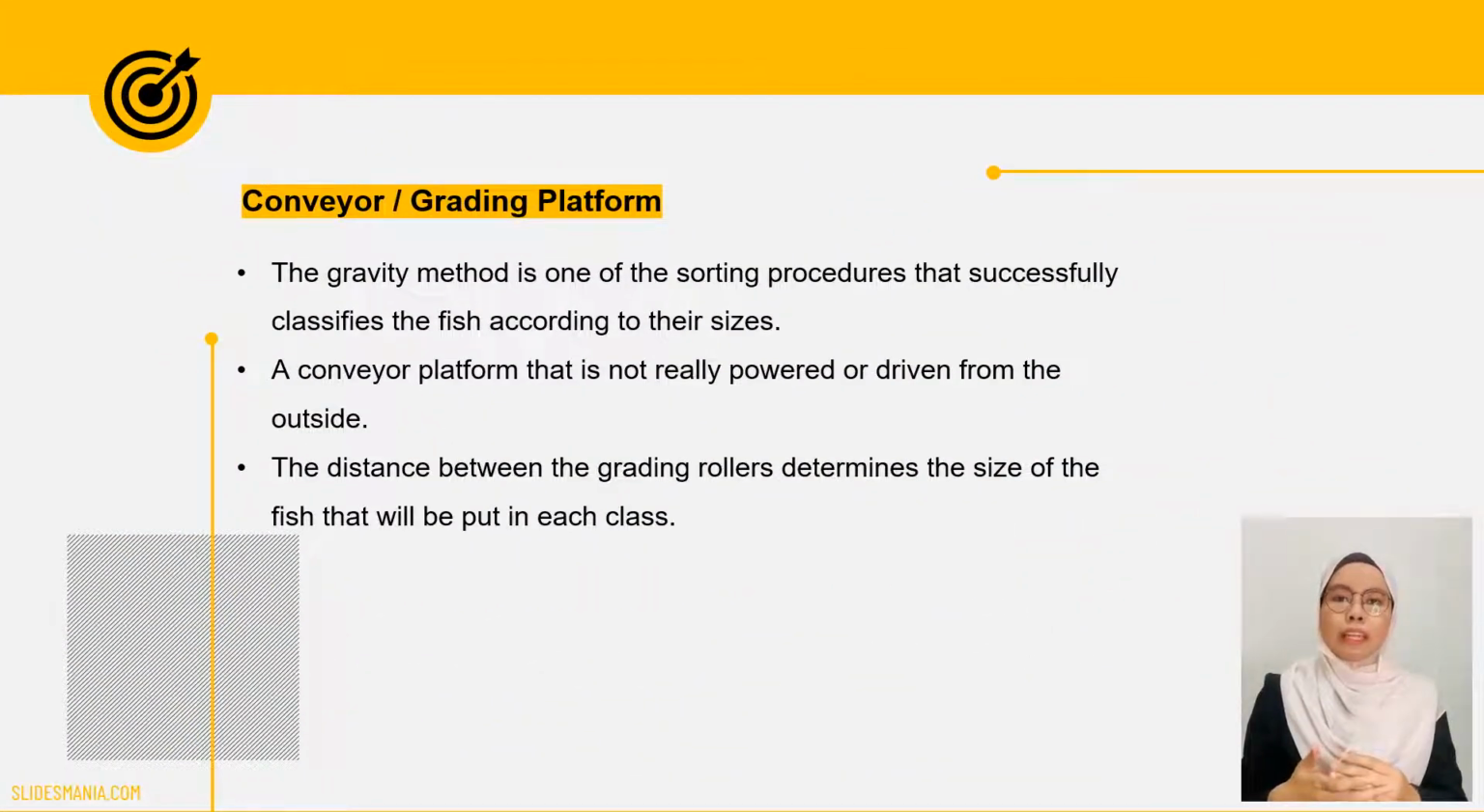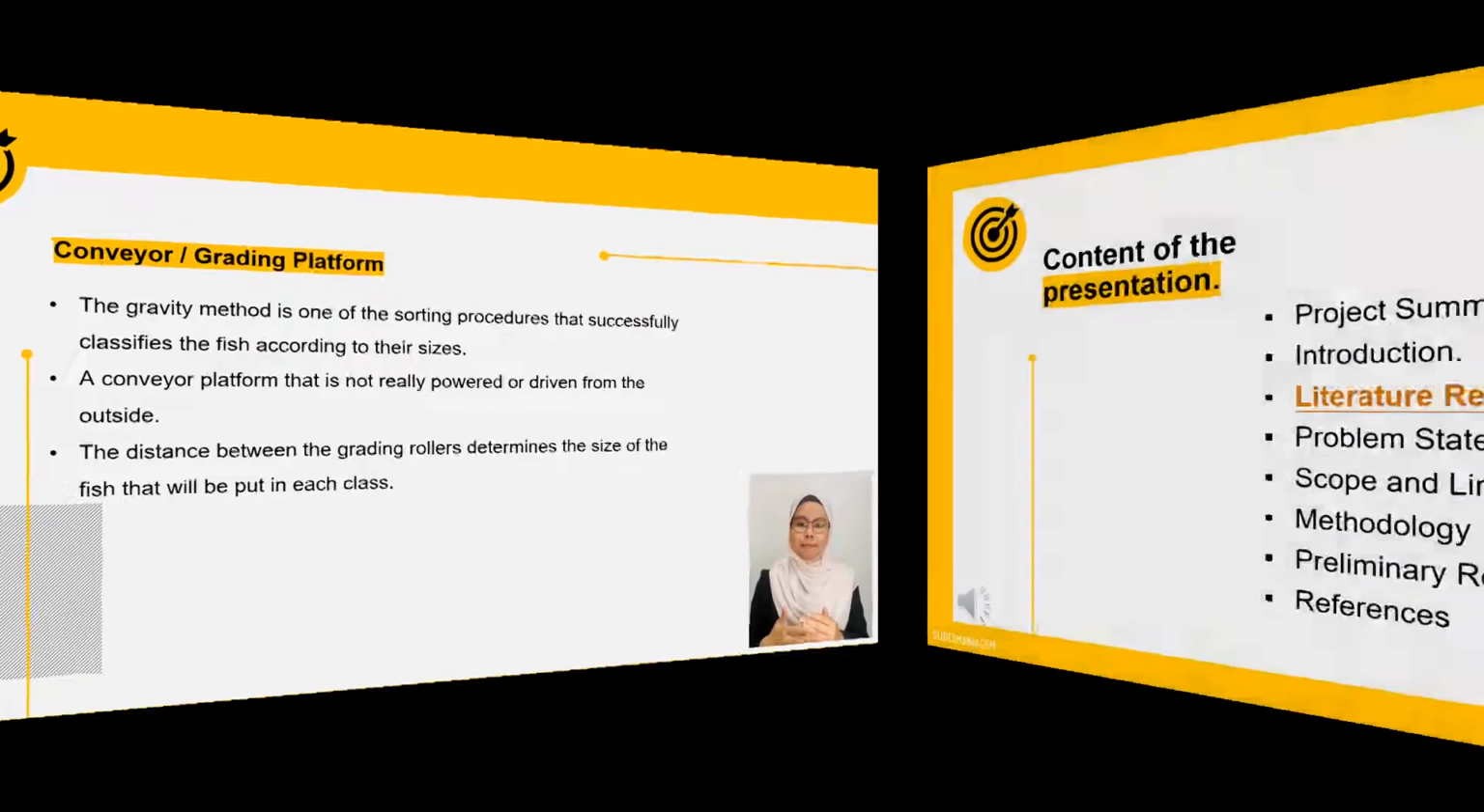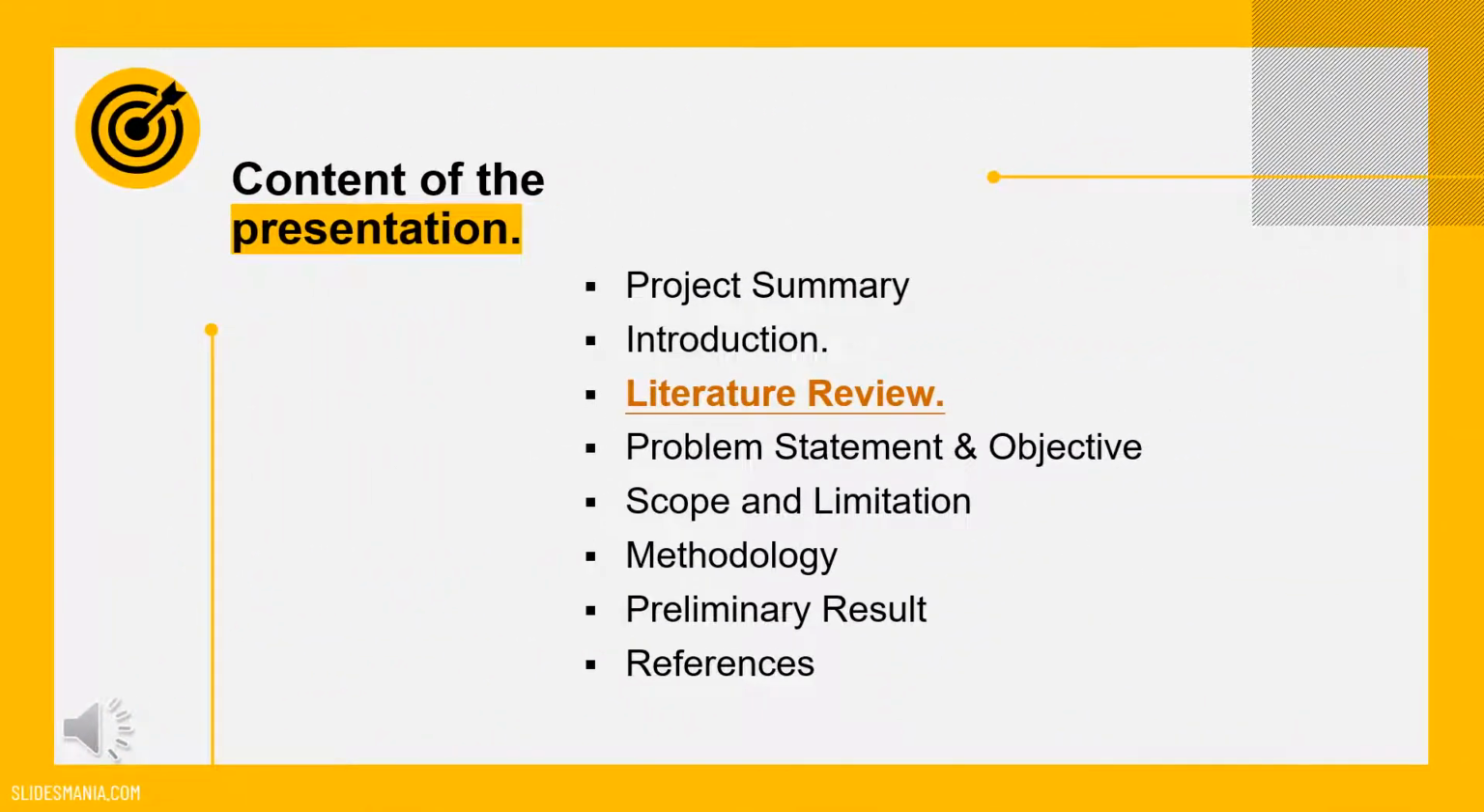One of the sorting techniques that effectively grades fish according to their size is the gravity method. It is a gravity conveyor platform that is neither powered nor driven by an external power. This conveyor runs on a vertical plane and has a slope to help in the movement of the fish. The size of the fish to be placed in each class is determined by the distance between the grading rollers. For the next part, I will continue with the literature review.